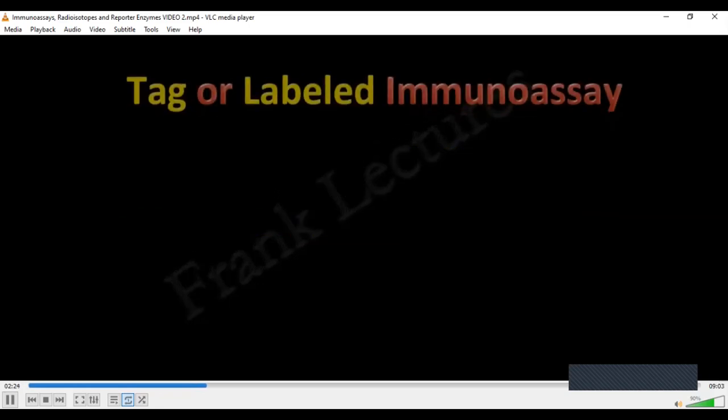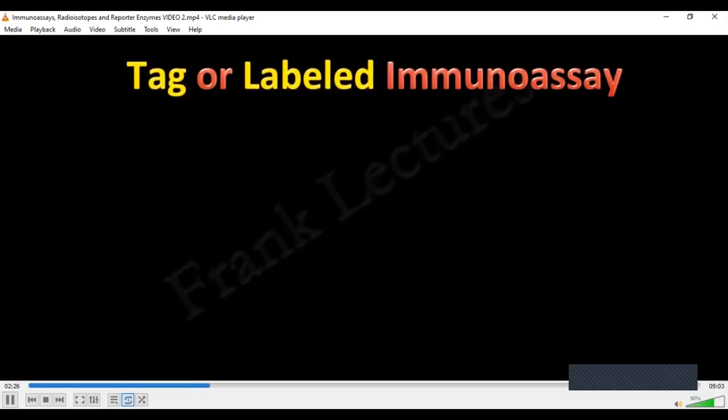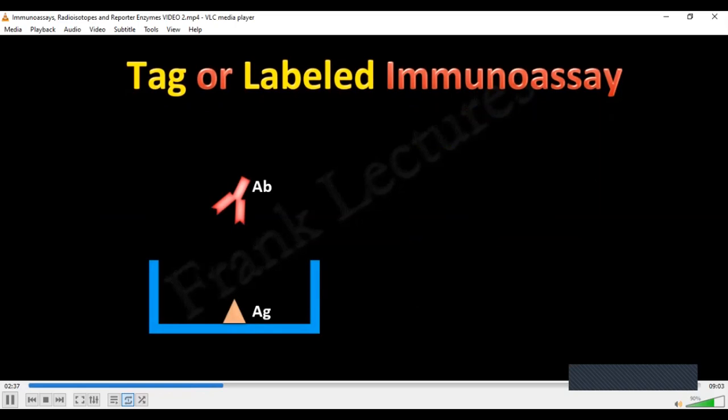Now, the next question is, what do we mean by tag or labeled immunoassay? Suppose this is an antigen immobilized in a microtiter well. This is the specific antibody to the given antigen. We add this antibody to the microtiter well. What will happen? Since this antibody is specific to the given antigen, it binds to the antigen. Now, this binding is not visible to us, but it took place. So, what can we do to confirm that binding has occurred?